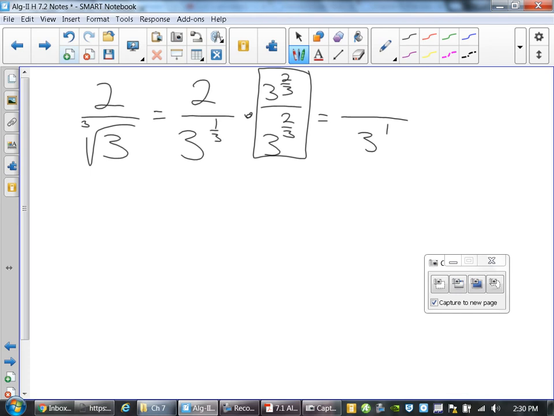So now, 3 to the 1/3 times 3 to the 2/3 is 3 to the 1, which means there's no more radical in the denominator. But in my numerator, I get 2 times the cube root of 3 squared, because I started with an nth root, and I finished in an nth root. Okay? It looks weird, but you've been doing it that way all along.